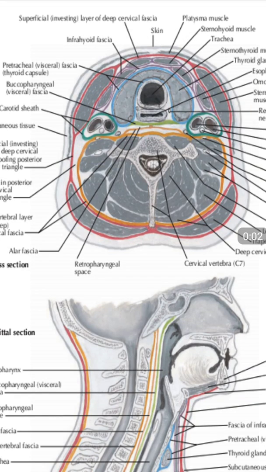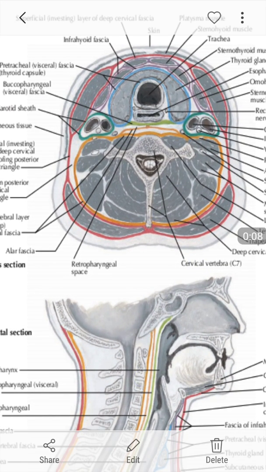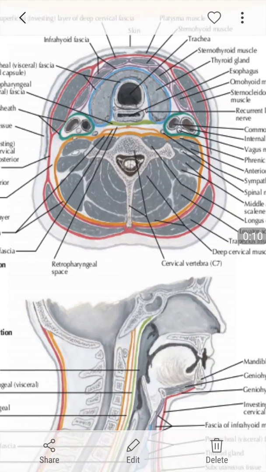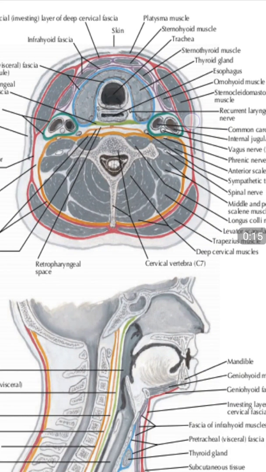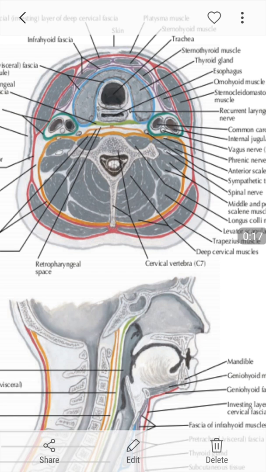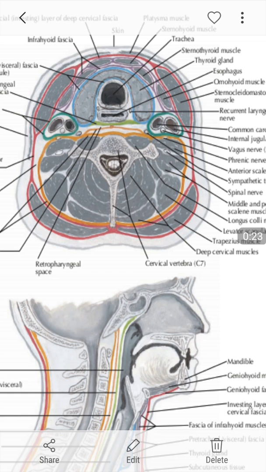Hello, in this video I'm going to talk about the deep cervical fascia. This is a transverse section of the neck, and here we have the sagittal section of the neck. In the transverse section we can see this red color. This is the deep investing layer of the deep cervical fascia, as it is investing the whole neck in the form of a collar. Then we have this yellow one.